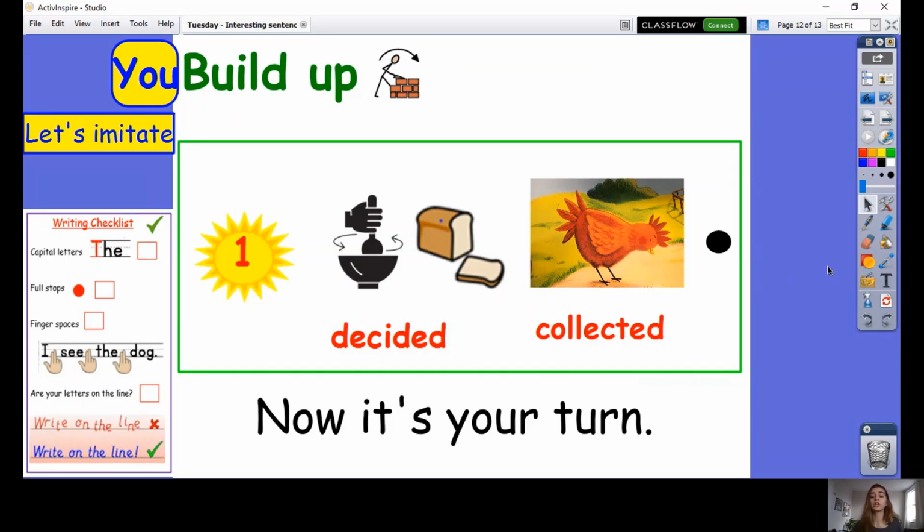So now it's your go to write your build-up. Remembering we are changing our sentence starter, and you are adding an adjective for your bread and adding an adjective for your grain. Use your story map to help you write the sentence, and then use your writing checklist to check you have included capital letters, full stops, finger spaces, and you have written on the line. You can always go back and watch my sentence to help you if you need. But I'm going to ask you to pause the video and you have 10 minutes to write your build up. Then come back ready for our challenge.